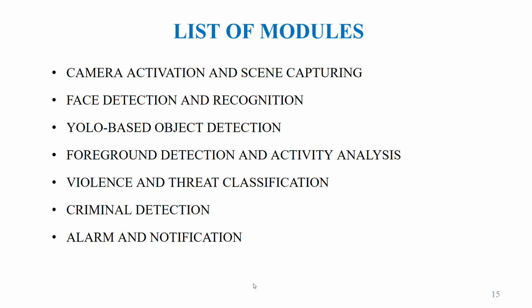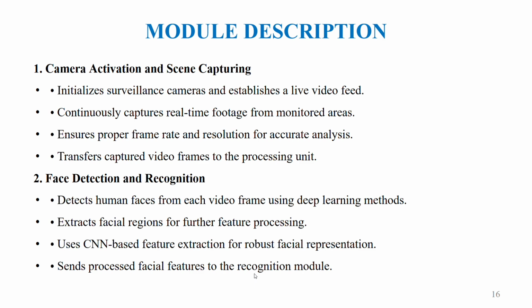The modules of the system are: camera input, face recognition, object detection, activity analysis and analyzing system, YOLO-based object detection, foreground detection and security analysis, criminal detection, and alarm and notification. For example, if a weapon is detected in a mall, the system will instantly send an alert message to the police or security team.